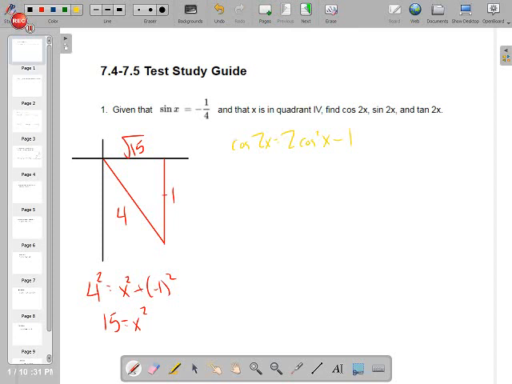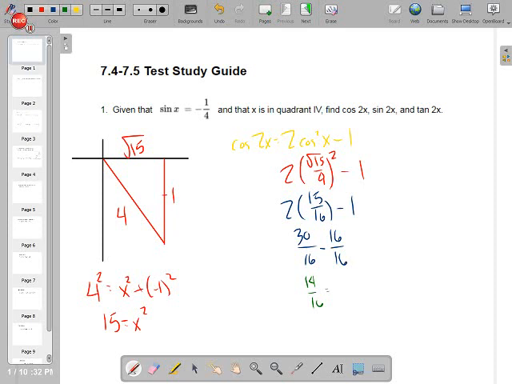The reason we need that is because now I need to figure out 2 times the cosine. So the cosine is radical 15 over 4 because that's adjacent over hypotenuse, and that's going to get squared, minus 1. When I square that, radical 15 squared is 15, and 4 squared is 16. So 2 times 15 sixteenths minus 1. 2 times 15 is 30. And just while I'm at it, I'll get a common denominator. 1 is 16 sixteenths. So the cosine of 2x would be 30 minus 16, which is 14 over 16, which will reduce to 7/8. So the cosine of 2x is 7 over 8.